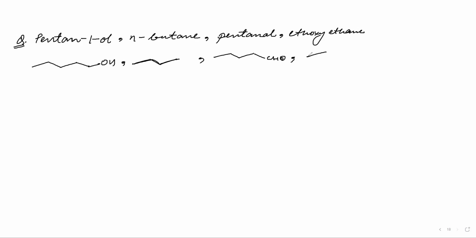So ethoxy, CH3CH2O, ethoxy, then ethane, CH2CH3. This is ethoxy, this is ethane. So if I want to compare here, first of all, I can see that this has number of carbons, 1, 2, 3, 4, 5. This has 5 carbon, this has 4 carbon. Now this has how many? 1, 2, 3, 4 carbon. This is having 5 carbon, and this has 1, 2, 3, 4 carbons.